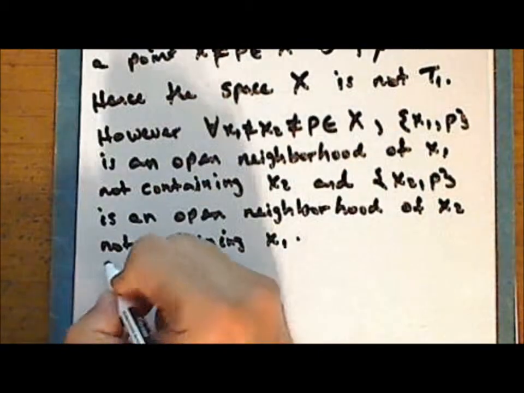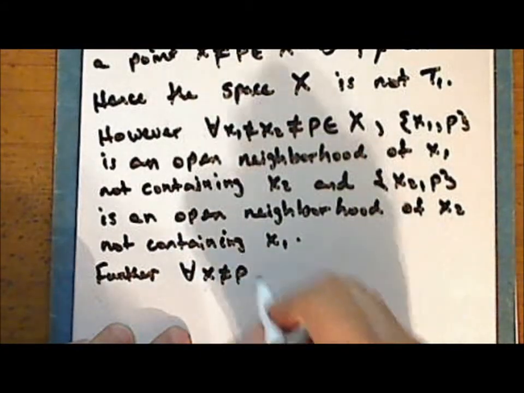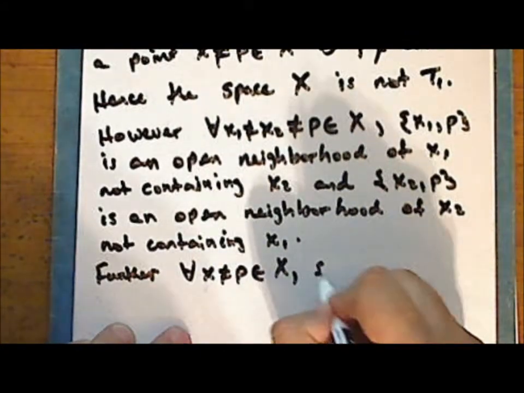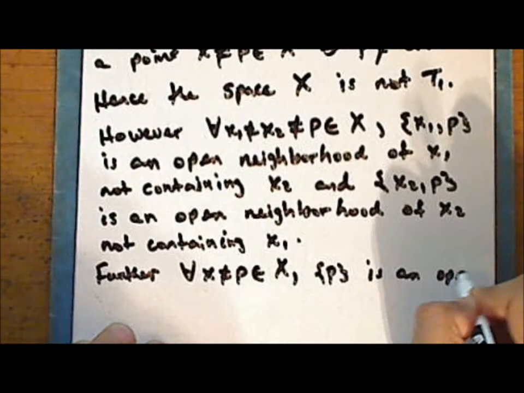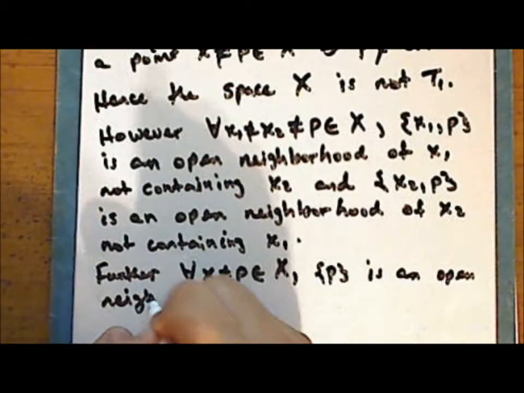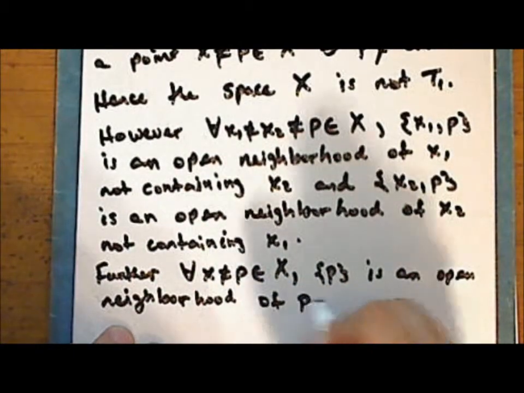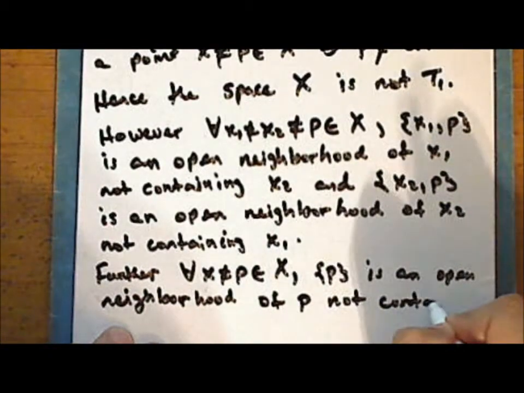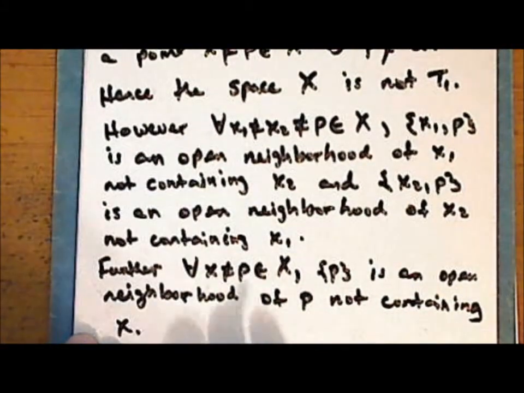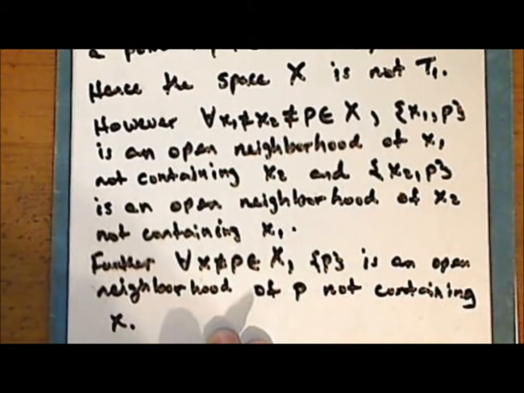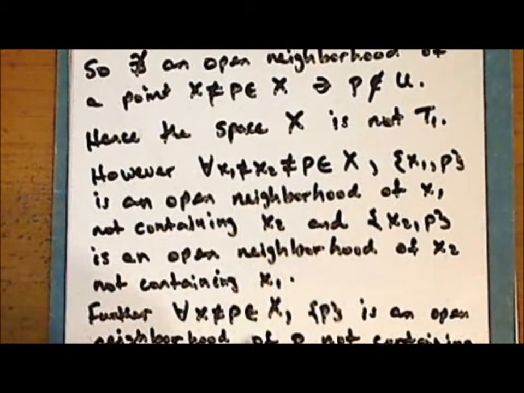Further, for every point x that is distinct from the point P, the singleton containing the point P is an open neighborhood of the point P not containing the point x. And so for every pair of distinct points in this space, at least one of those points has an open neighborhood not containing the other.